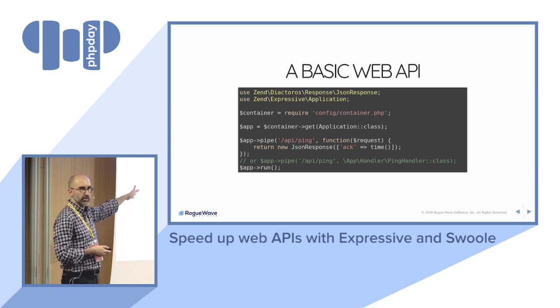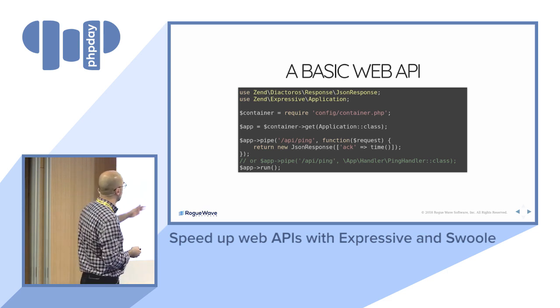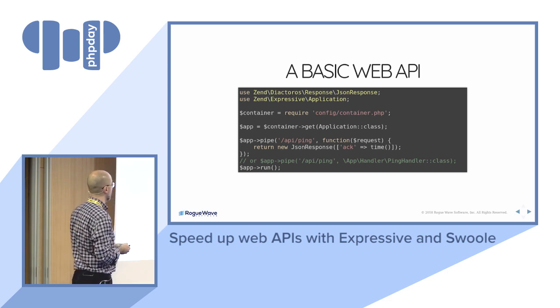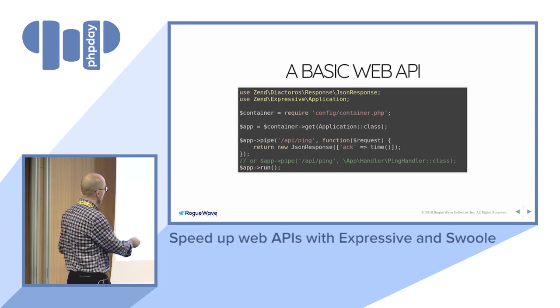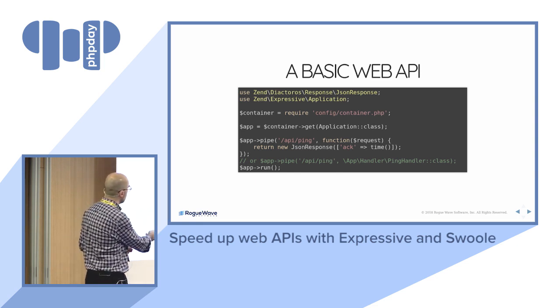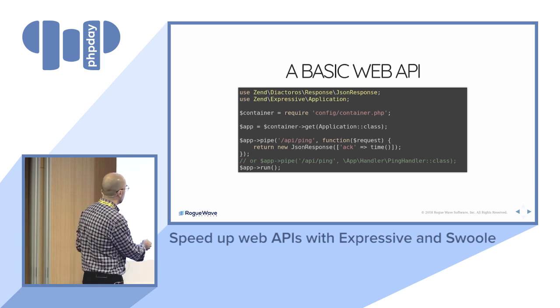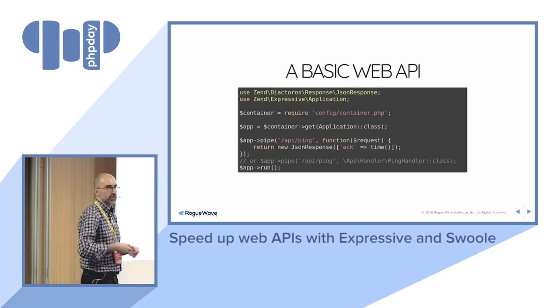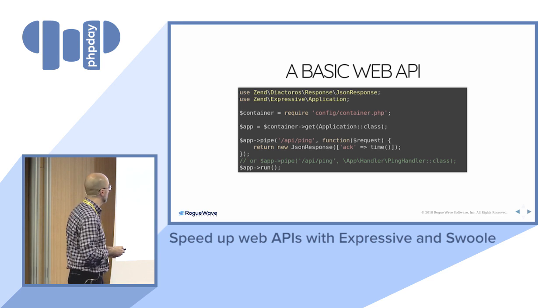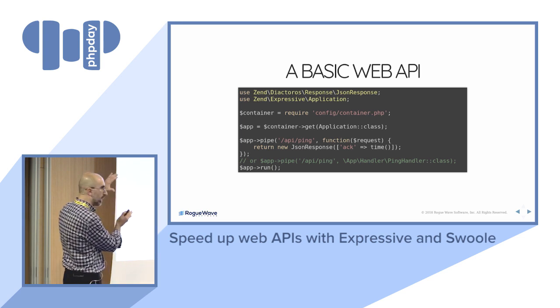So as you can see, it's a couple of lines. Of course, it's just a toy example. It's just a web API. So here we are exposing a /API/ping, a very simple RPC call, and we are returning a JSON response. That is basically an acknowledge, so just a timing. So very simple example. But this is a running application.